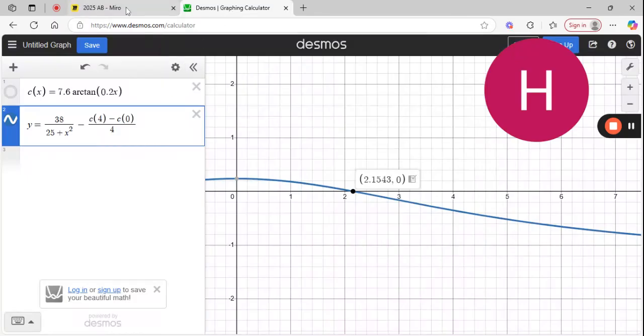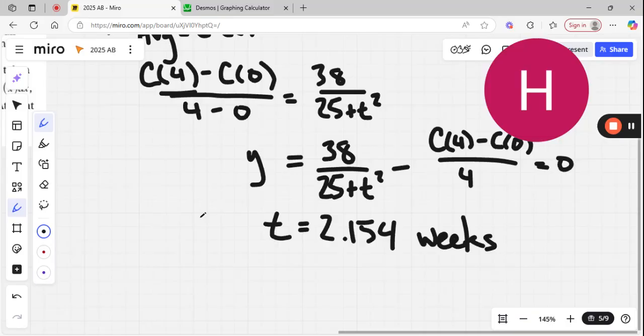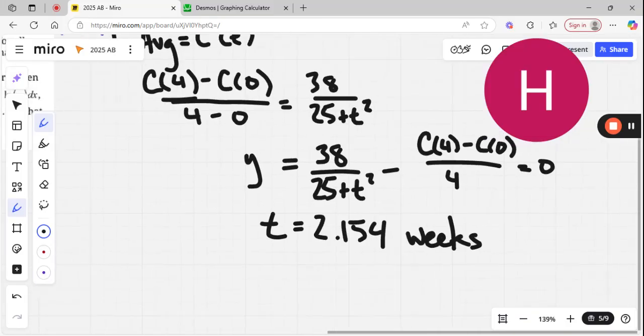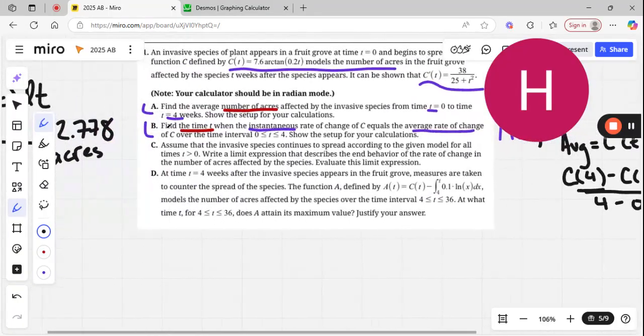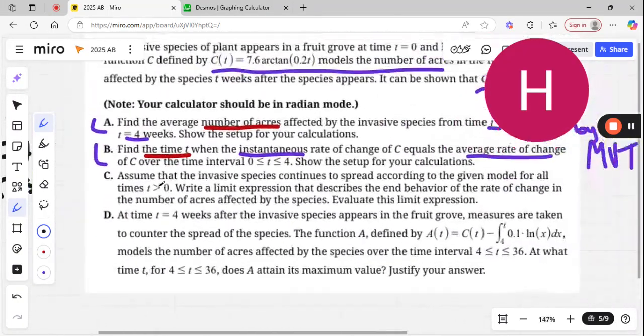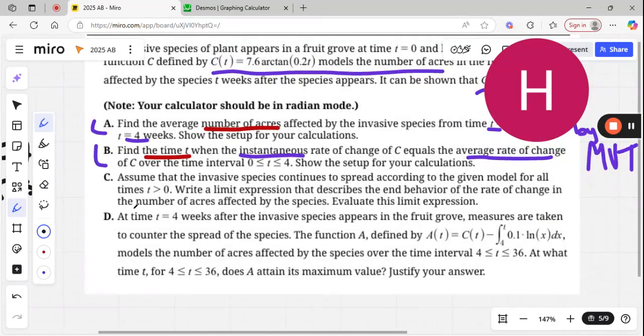I noticed on the instructions it said accurate to 3 decimal places. So if you wanted to round to 4 decimal places, I think that would be even safer. They're not going to penalize you for being even safer. Okay, let's look at part C.